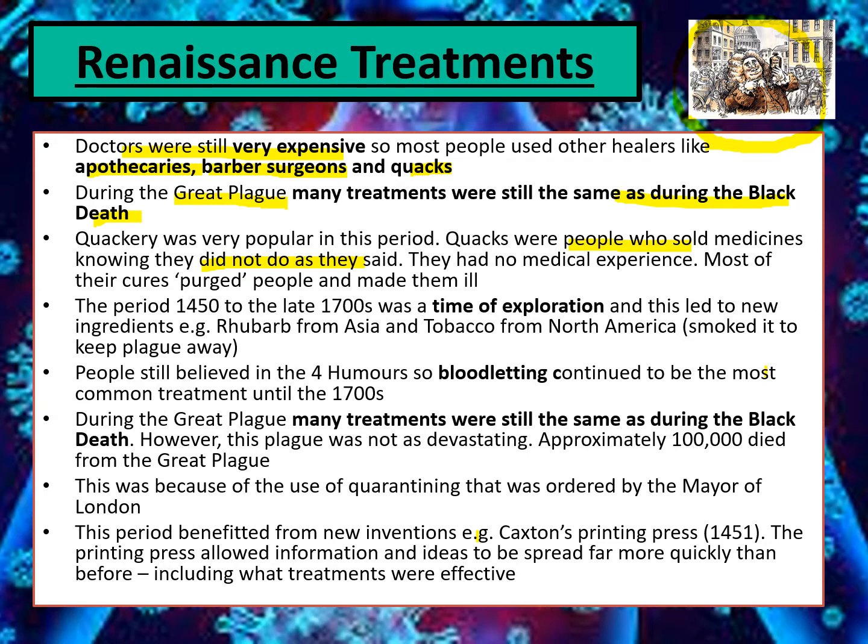Now, most of the time when they made these medicines, they made so-called cures to purge people, basically to make them ill out of one end or the other. And they said that that was a symptom of them getting rid of those harmful toxins and harmful things in your body that were making you ill.